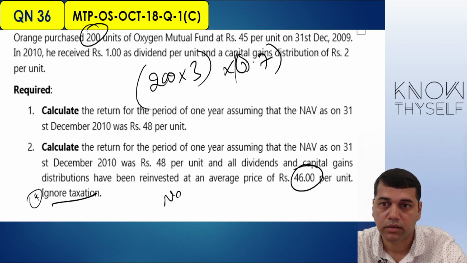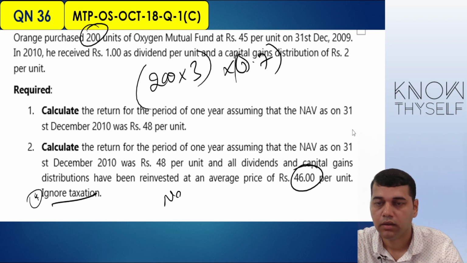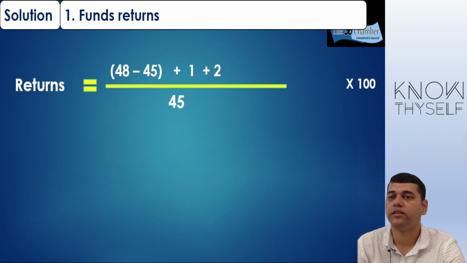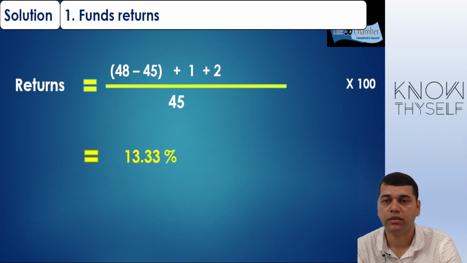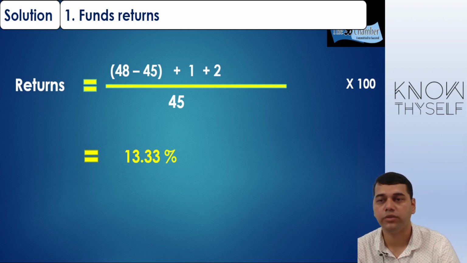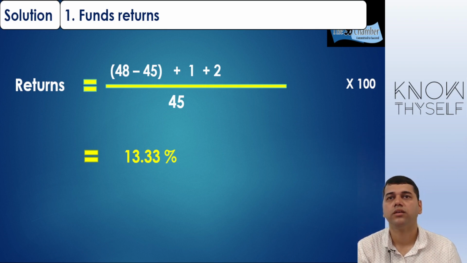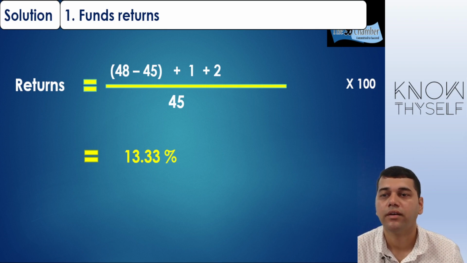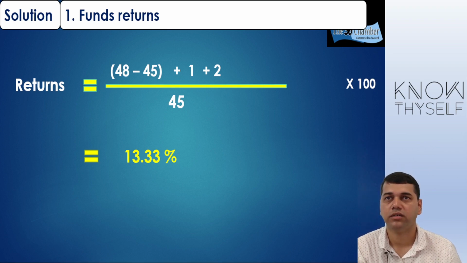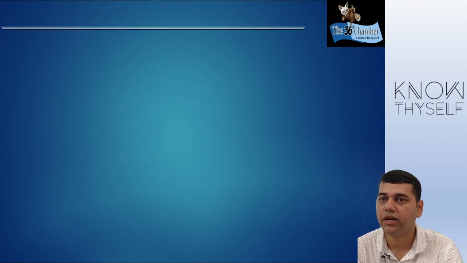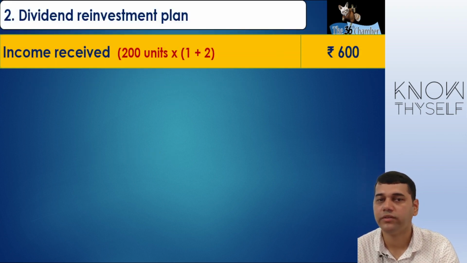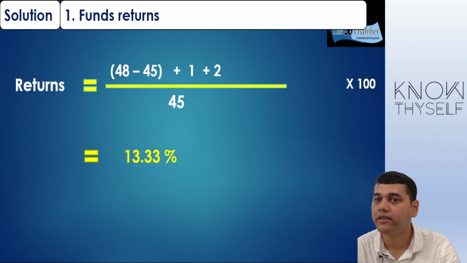Okay, let us check the answer. Fund returns: 48 minus 45, plus 1 plus 3, that is 3 plus 3 divided by 45, which is 13.33, right? What happened with you, Arjun? Calculation mistake. Okay. So, second part of the question: how much income did you receive? 600. And before that, if they say with taxation.